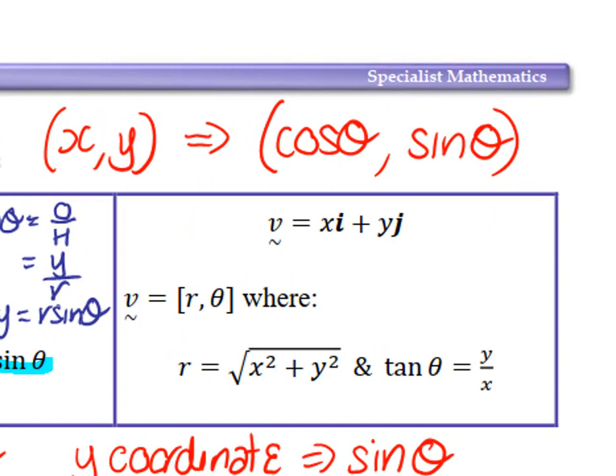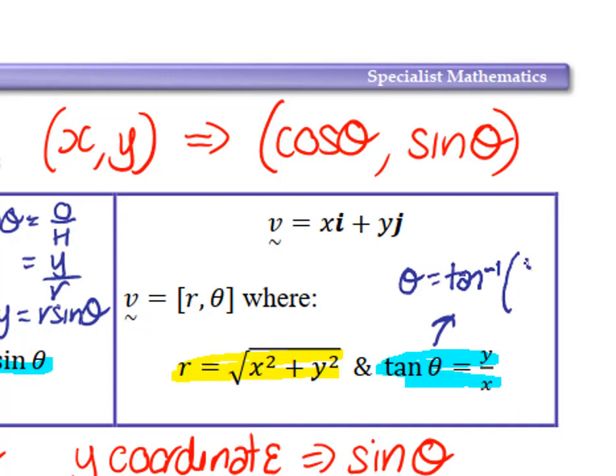Now to go from component form to polar form, we've already looked at that. Again, you can use Pythag and tan theta equals y over x, or you can remember the formulas r equals square root of x squared plus y squared, and tan theta equals y over x. Might even just want to do theta is inverse tan of y over x. And you can see that from the triangle.